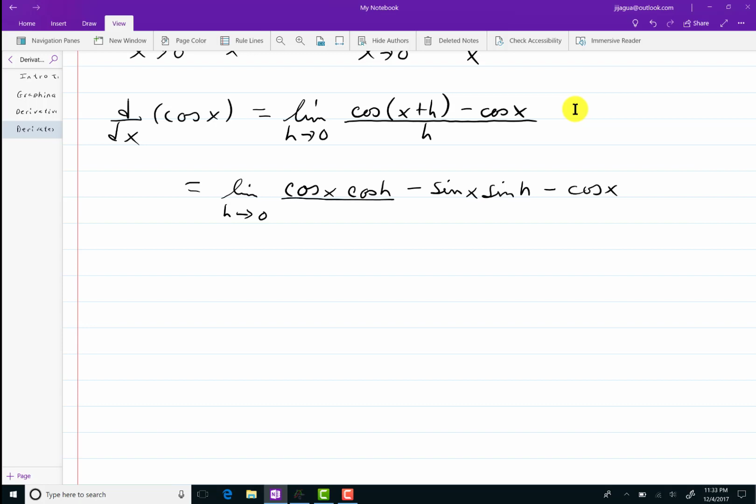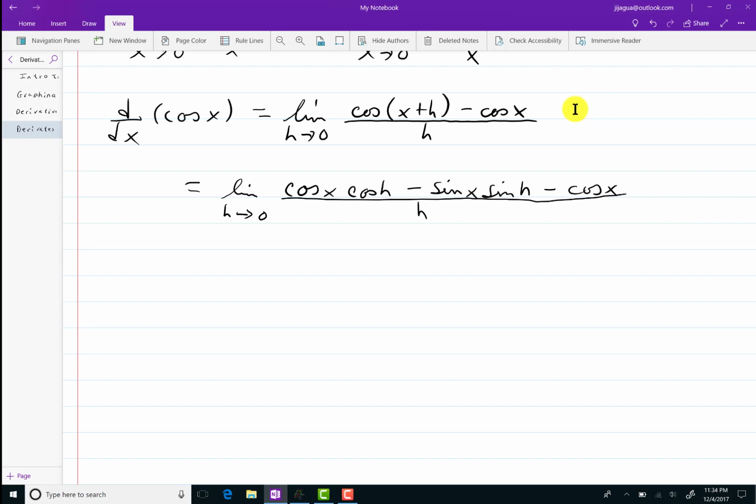Let me read it for those with vision impairments. I have the limit as h goes to 0 of cosine of x times cosine of h minus sine of x times sine of h minus cosine of x, all over h.